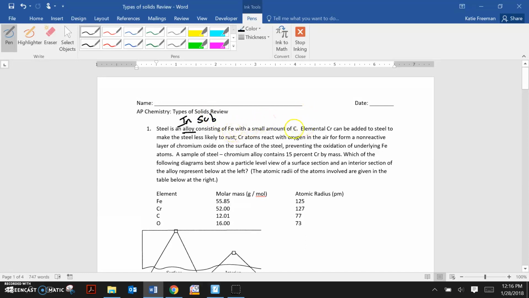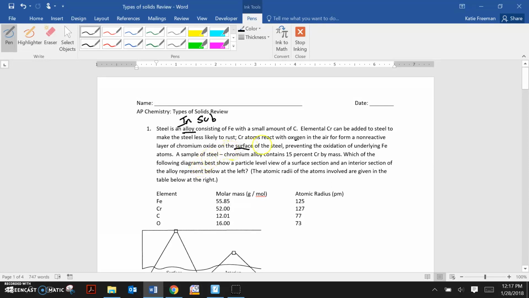So notice iron and carbon, two different sizes, so chances are we're looking at interstitial, but let's keep reading. Elements of chromium can also be added to the steel to make the steel less likely to rust. Chromium atoms react with oxygen in the air to form a non-reactive layer of chromium oxide on the surface of the steel, preventing the oxidation of underlying iron. A sample of steel chromium alloy contains 15% chromium by mass.